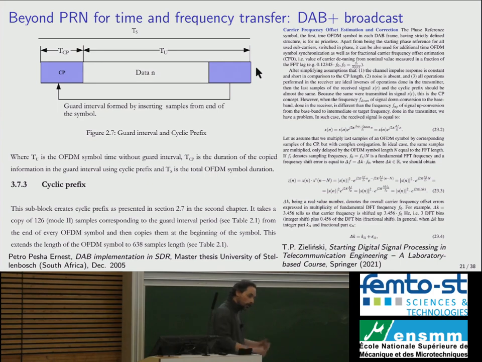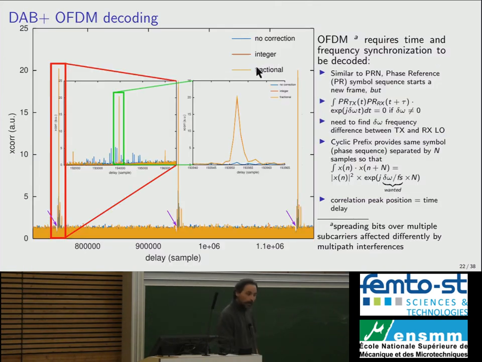So this is very well known for DAB and OFDM communication. And again, this is knowledge that is not used in two-way time and satellite frequency transfer, and I think it would be worthwhile introducing. So here is an example of decoding DAB.